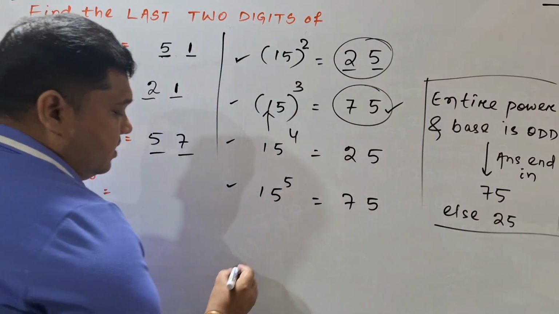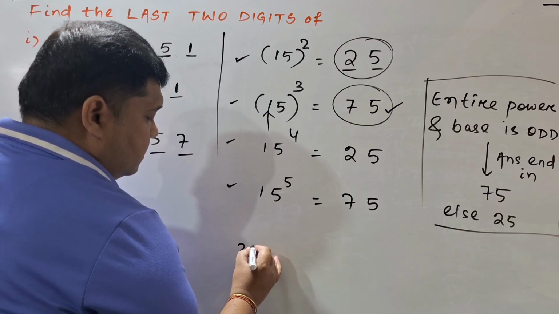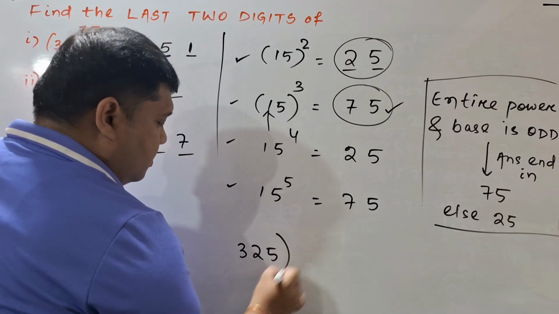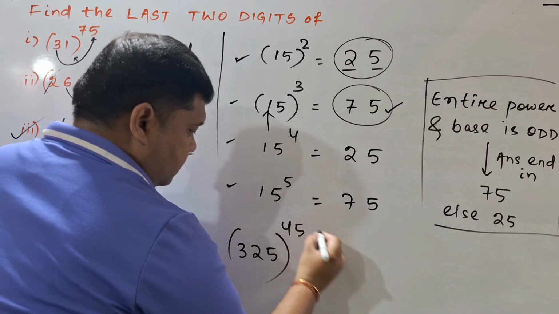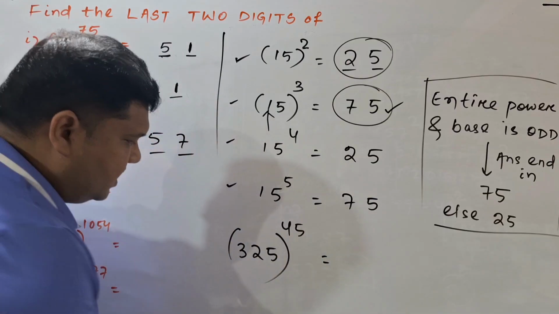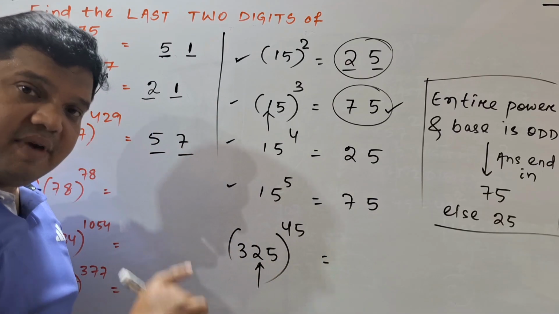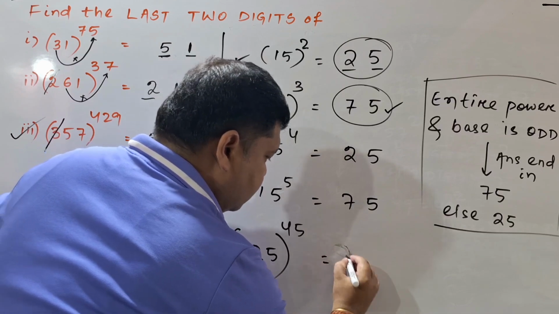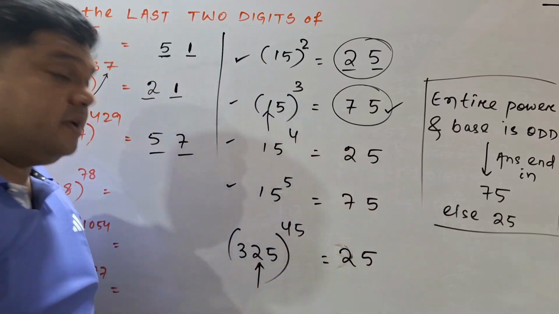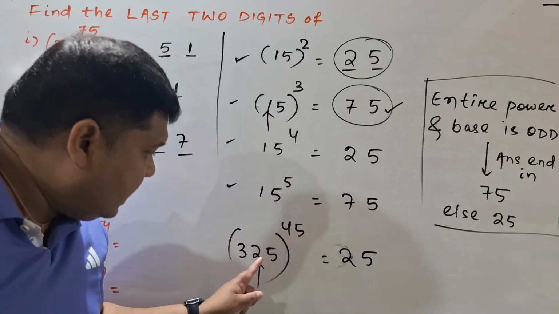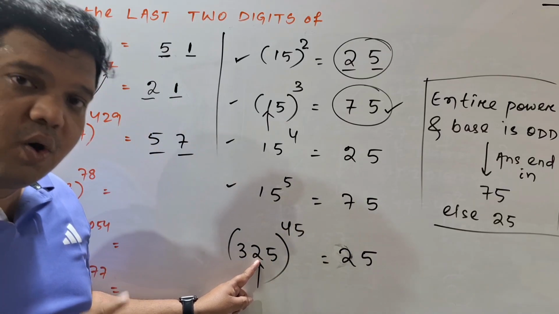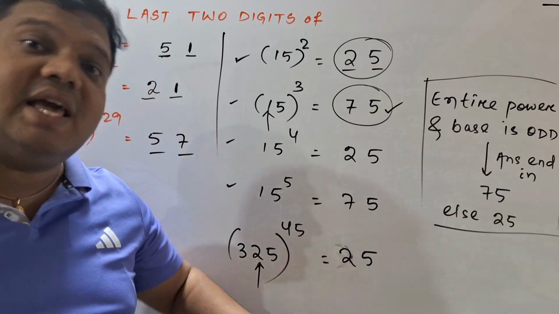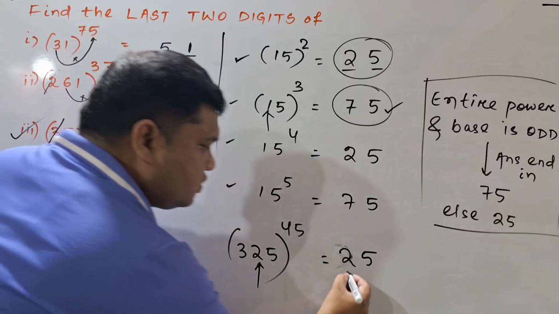Suppose I write 325 to the power 45. You know the power is odd, but the tens place of the base is even. So the answer ends in 25. If the entire power and the tens place of the base are both odd, the answer ends in 75, else 25. So here the answer is 25.